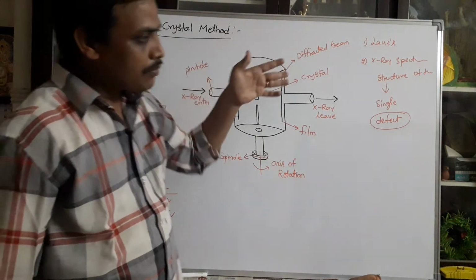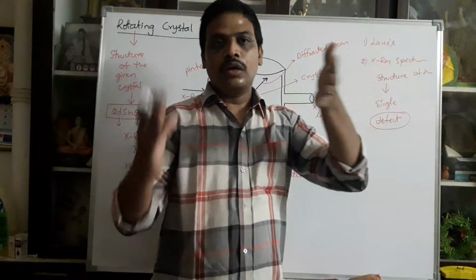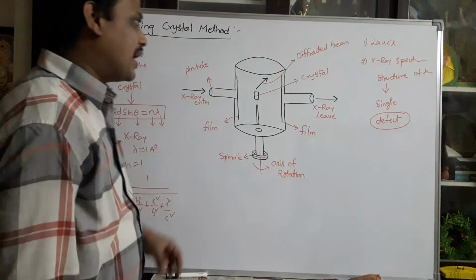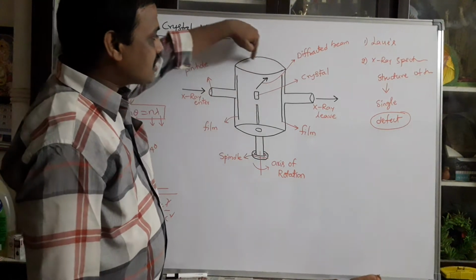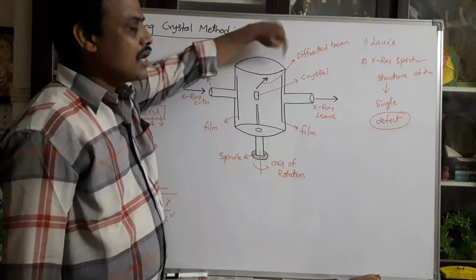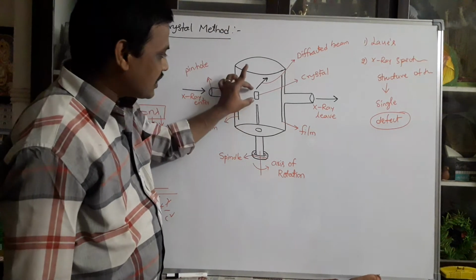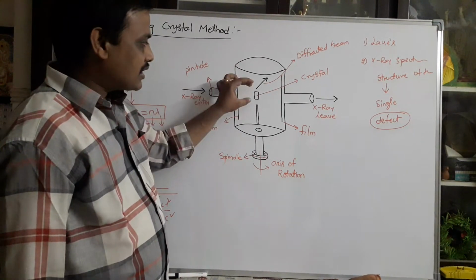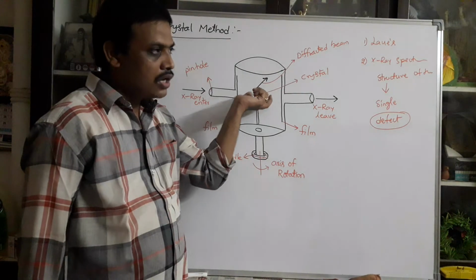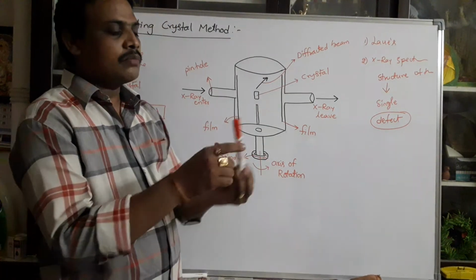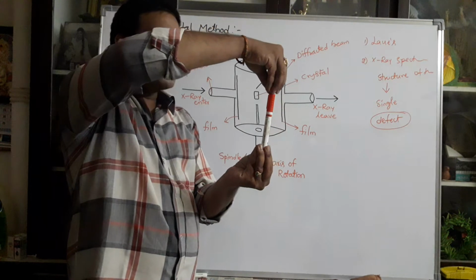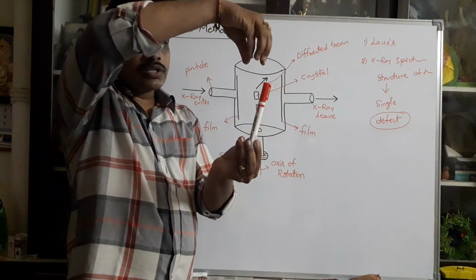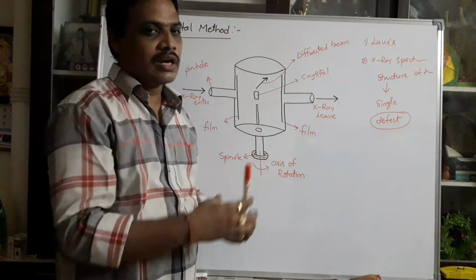The diffracted X-ray beams are diffracted to some region, and that region is collected by the photographic plate inside the cylindrical structure. The crystal must be placed at the middle point on the spindle. On the spindle you place one crystal like this. If the spindle is rotated, the crystal is also rotated. By rotation of the crystal you can identify the structure of the crystal.